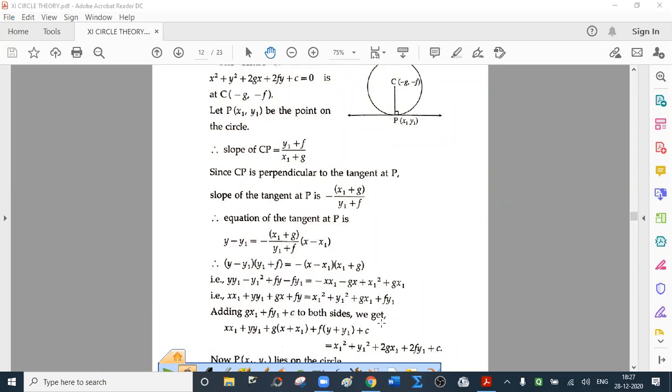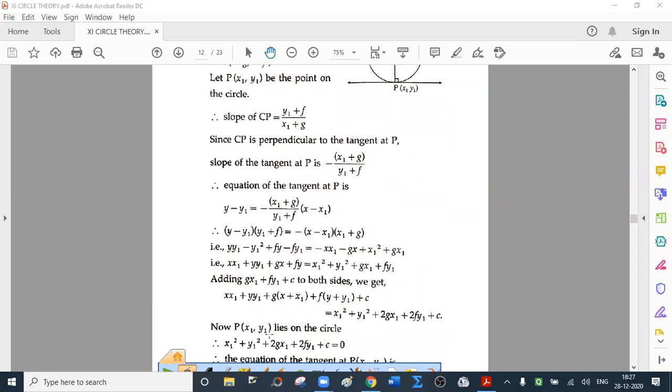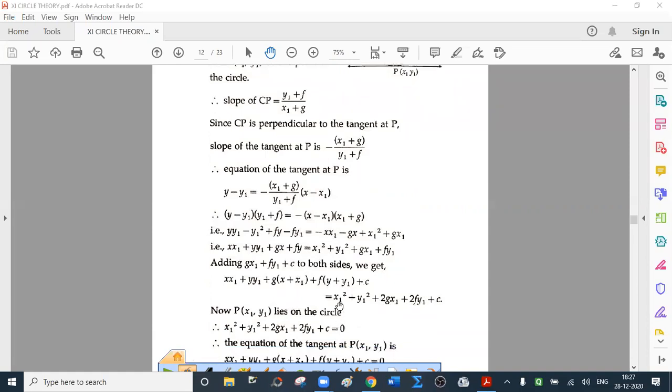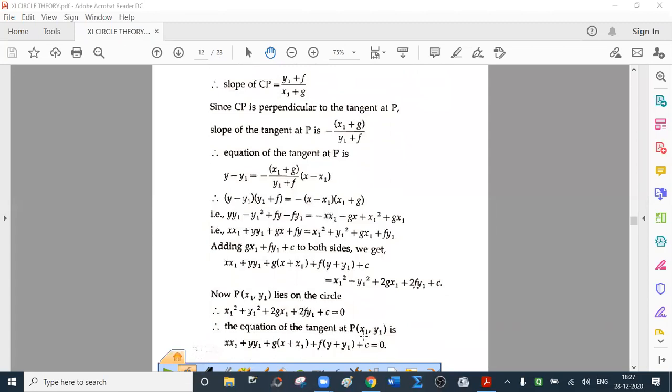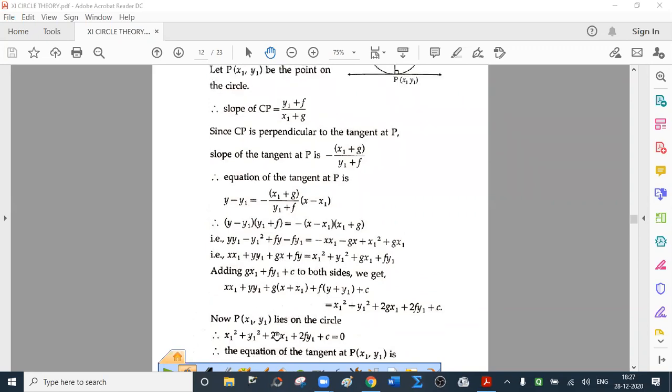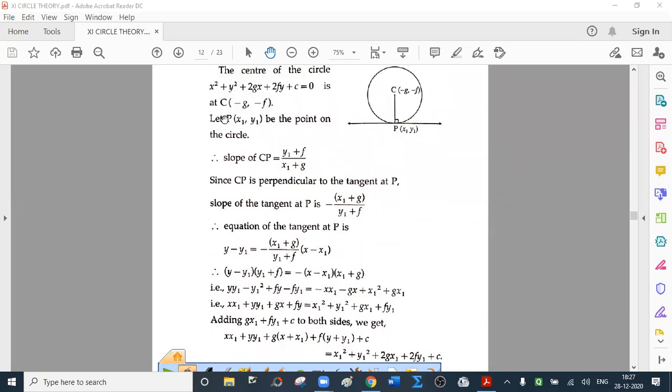So this is the right hand side. But note that (x1, y1) lies on the circle, so x1² + y1² + 2gx1 + 2fy1 + c = 0. Yes, this is the equation of the tangent, and you will notice that it is in accordance with the T notation.